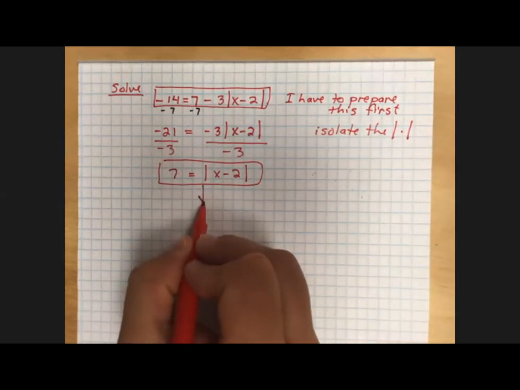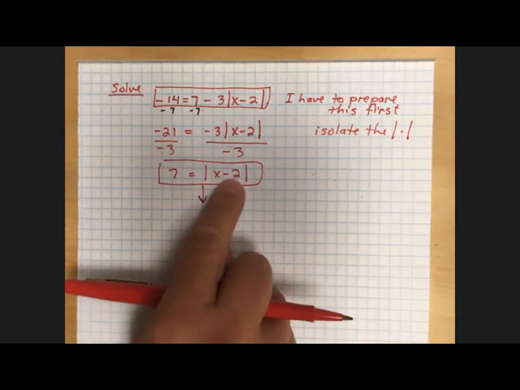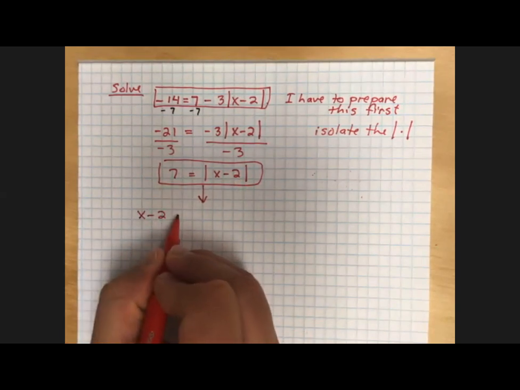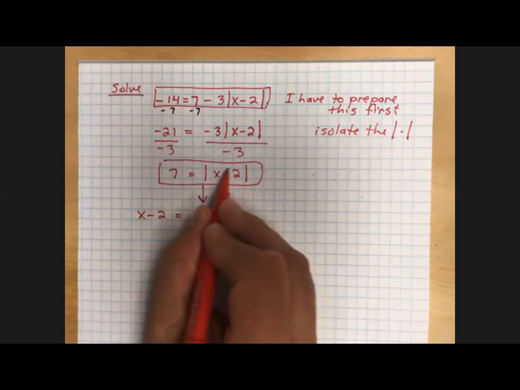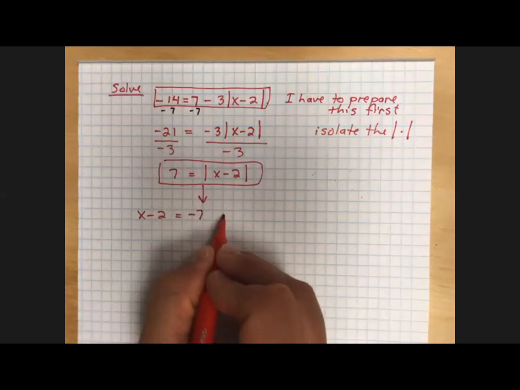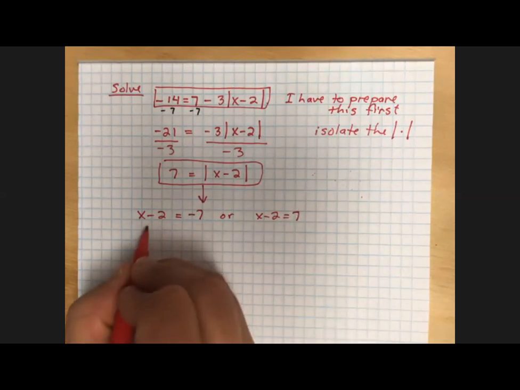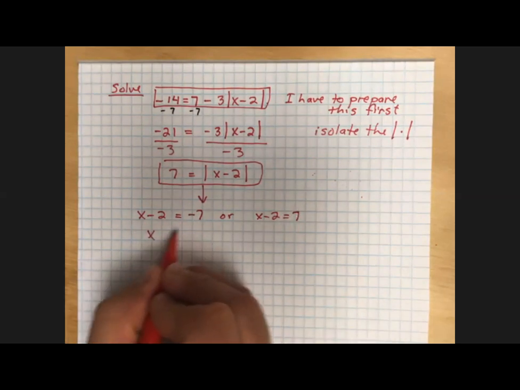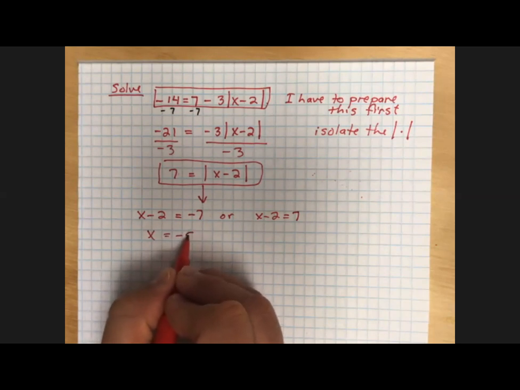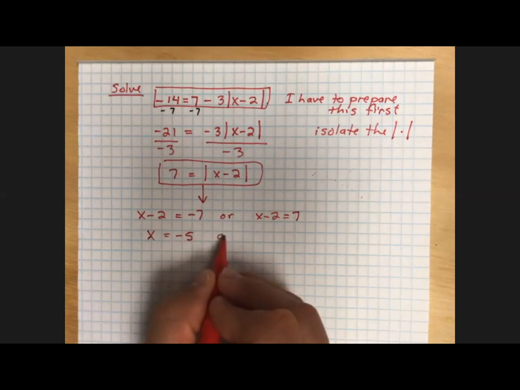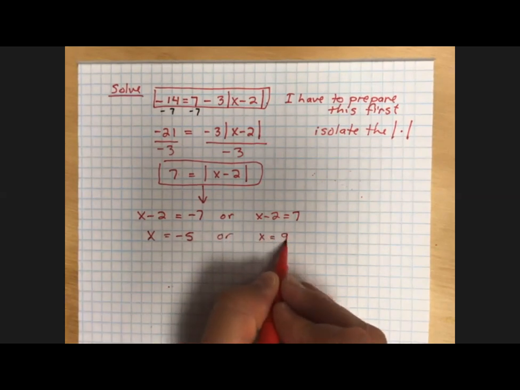Okay, now we're going to finish. If the absolute value of x minus 2 is 7, then I've only got 2 chances to win. Either x minus 2 is minus 7 or x minus 2 is 7. That's all I have to do is obey the rule. Add 2. Either x is minus 5 or x is 9.